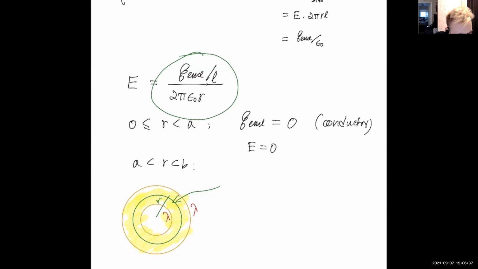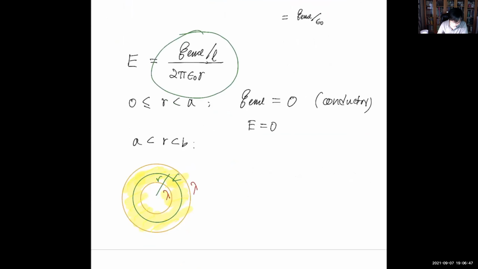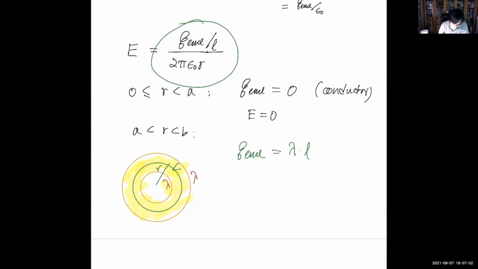Lambda is per unit length, I'm sorry, not per unit area, and the length is L. I used L here, the length is L here. So therefore, the charge enclosed is lambda times L. Lambda is per unit length, the length is L, so lambda times L. And therefore E equals what? Q over L. Q is lambda times L, so Q over L is just lambda. Lambda over 2 pi epsilon naught R.